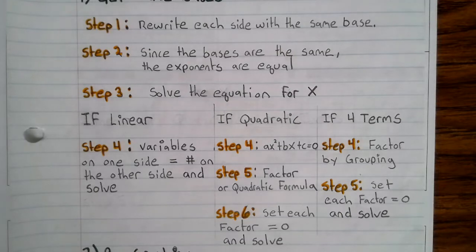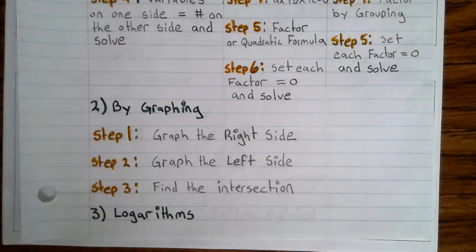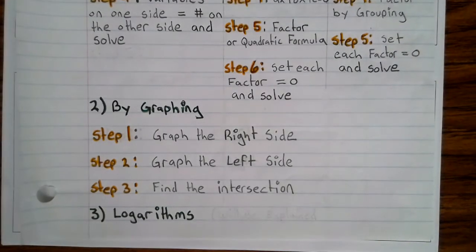Okay? All right. Next, the second way would be solving by graphing. Step 1, graph the right side. Step 2, graph the left side. Step 3, find the intersection. And then the third way, which we're not going to get into yet, is solving using logarithms.